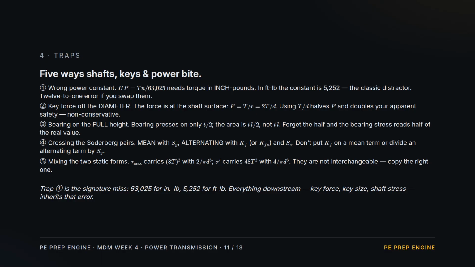4. Crossing the Soderberg pairs. Mean terms go with yield. Alternating terms carry the stress concentration factor and go with the fatigue limit. 5. Mixing the two static forms. The shear stress and the von Mises differ in both the torque term and the leading fraction.